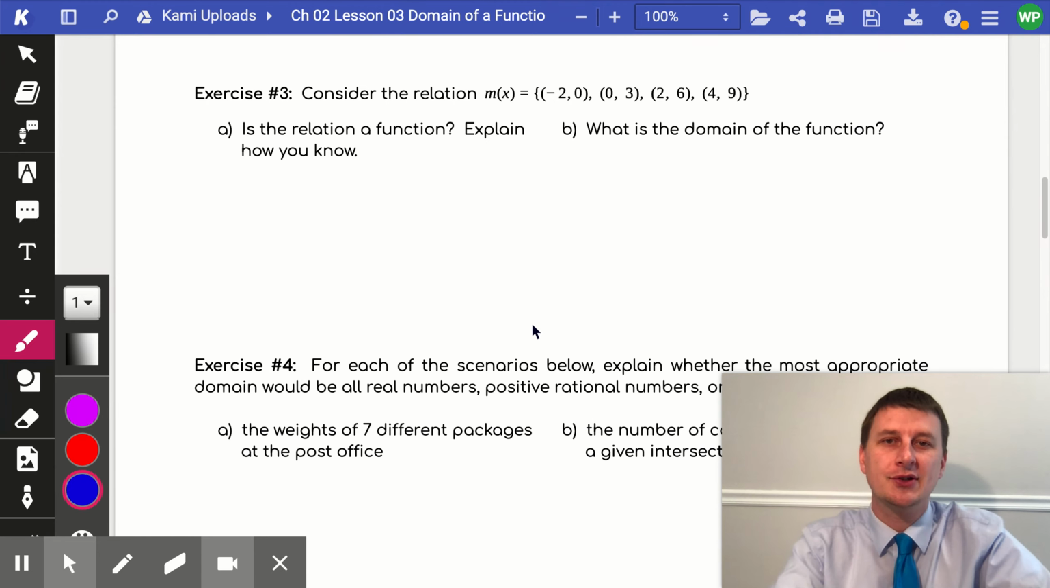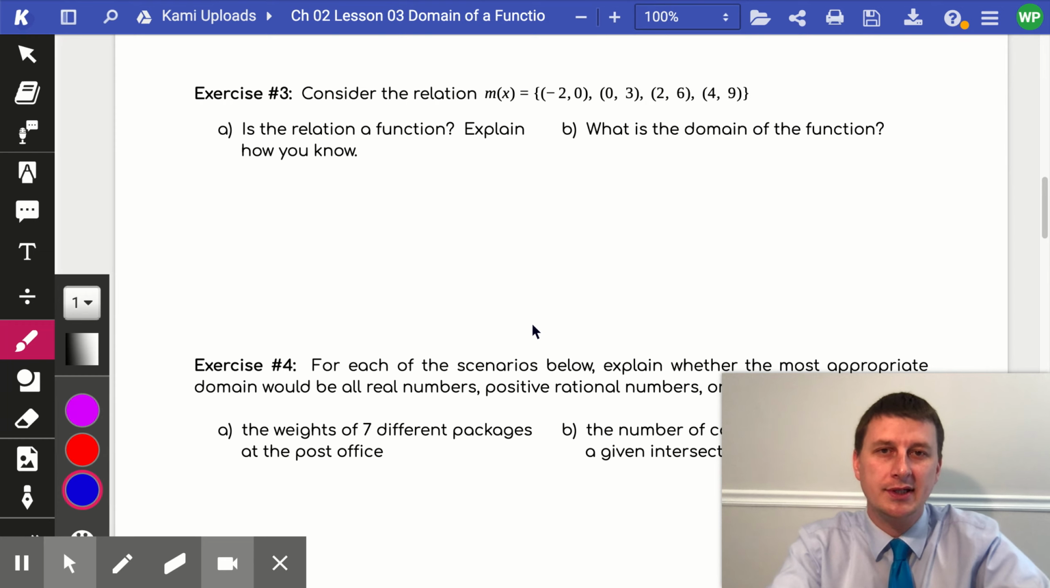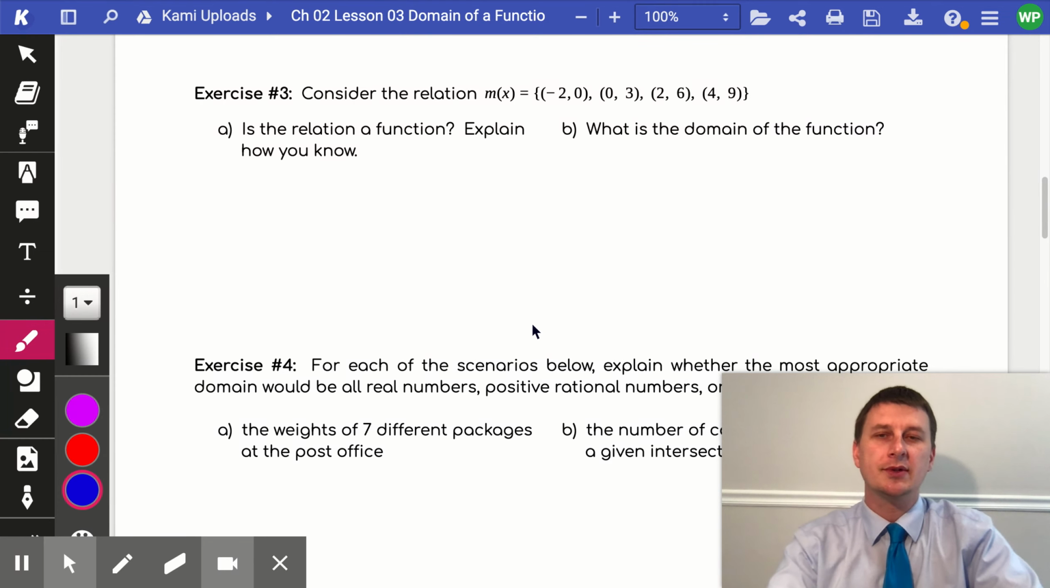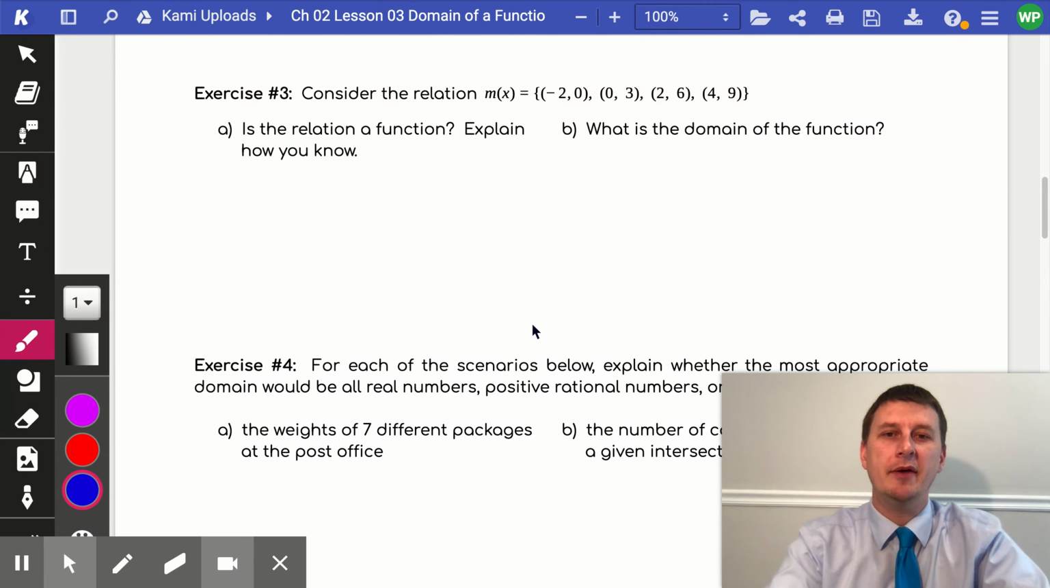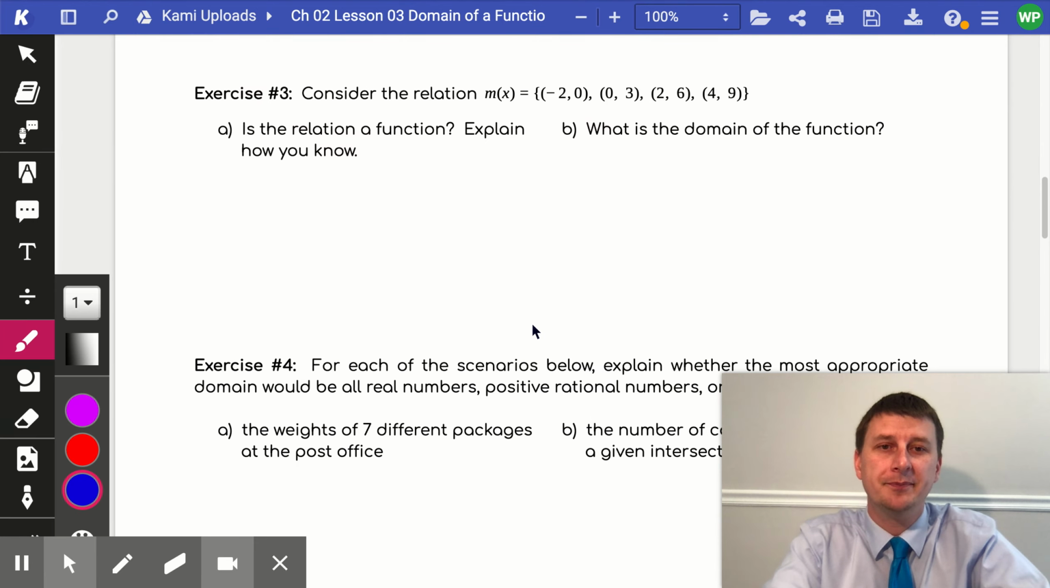And in this video we're going to continue on in our lesson on domain of a function. And we're looking at exercise number 3, where we have a relation that's a set of points. And we're going to answer a couple questions about this set of points. So it says to consider the relation m of x, where we have the points (-2, 0), (0, 3), (2, 6), and (4, 9). Is the relation a function?